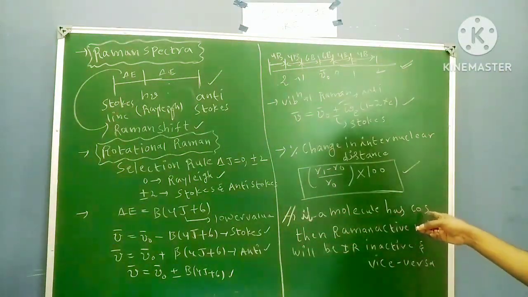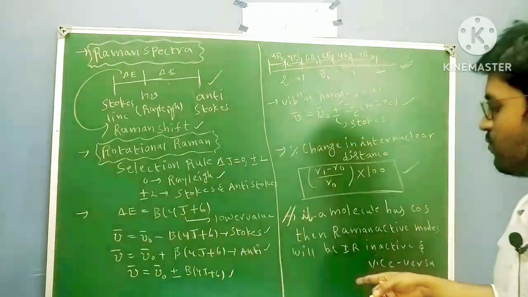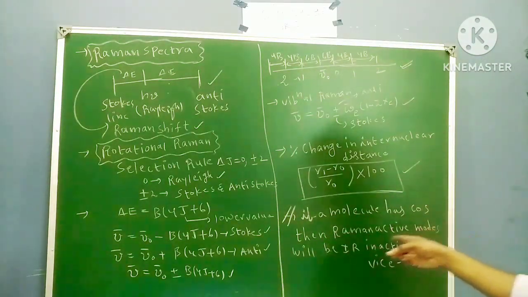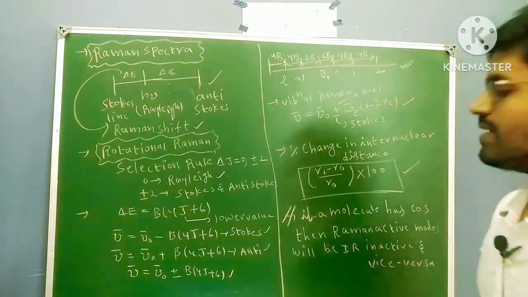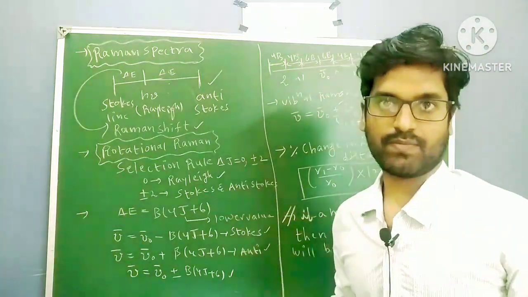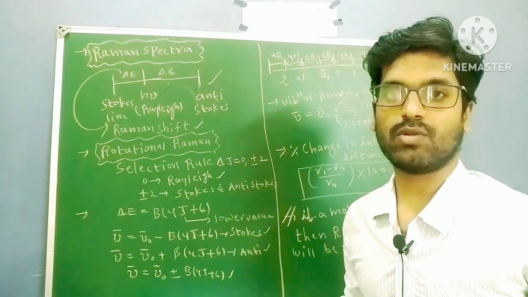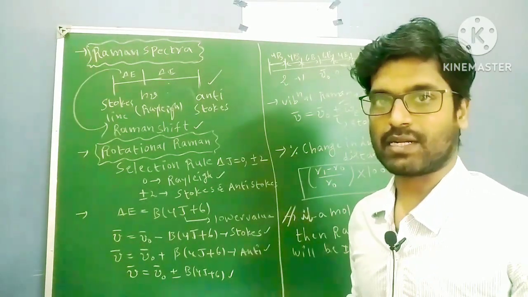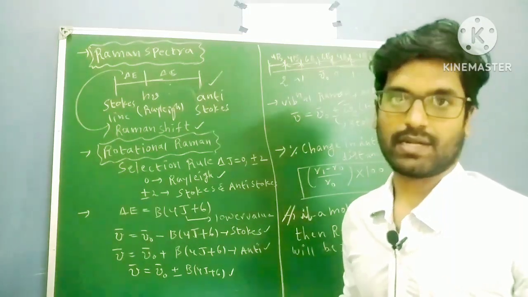If a molecule has a center of symmetry, for suppose any CO2 molecule, then Raman active modes will be IR inactive and IR active modes will be Raman inactive. Any center of symmetry molecule, centrosymmetric molecule, will take this: if Raman active, then IR inactive; IR active modes will be Raman inactive, right?